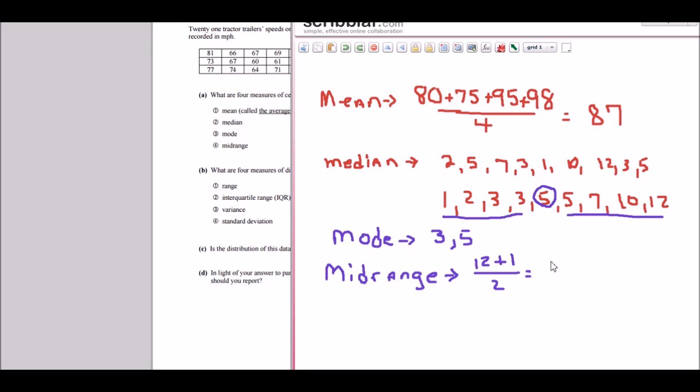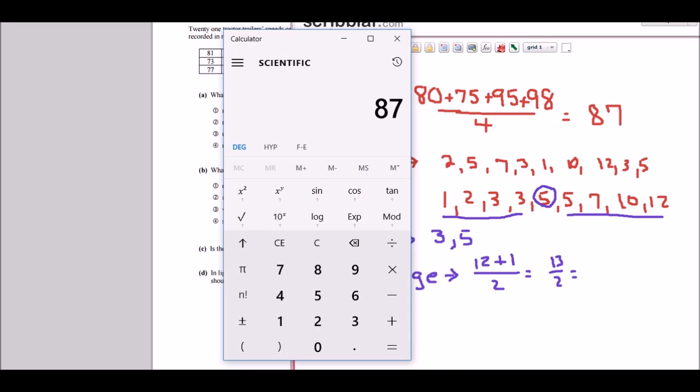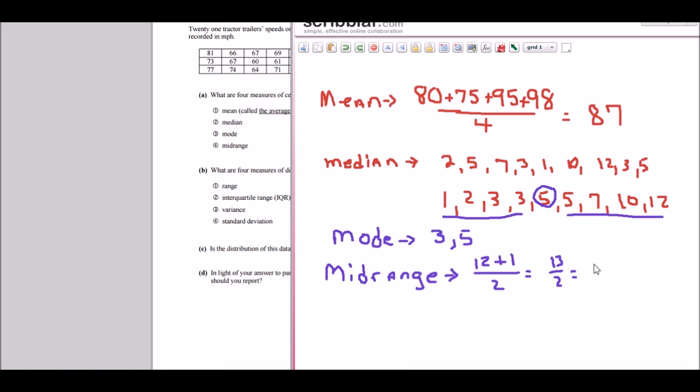And so that's going to be 13 over 2. And 13 divided by 2. Now I know some of you guys are like, oh, 13 divided by 2, I can't do that in my head. You have calculators, go for it. It has no problem at all. So 6.5.